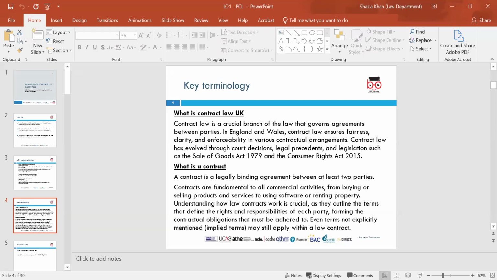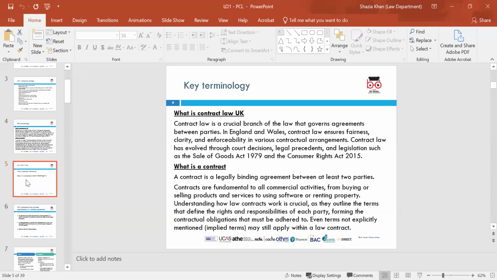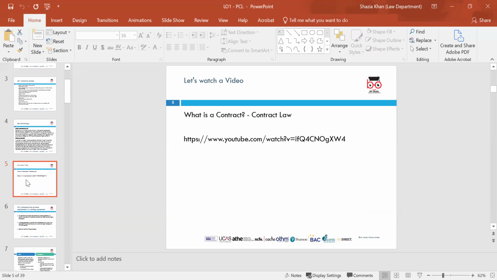For a contract to be valid, there must be certain essential elements of that which we'll go through. So acceptance, offer, consideration, intention to create legal relations, and then like it says there, it's a fundamental part of any commercial activities, from buying or selling products and services to using software, renting property. So it's a really important part of the UK economy. So there is a video there for you to have a look at in your own time, and it looks at identifying what a contract is and what the elements of a contract are.